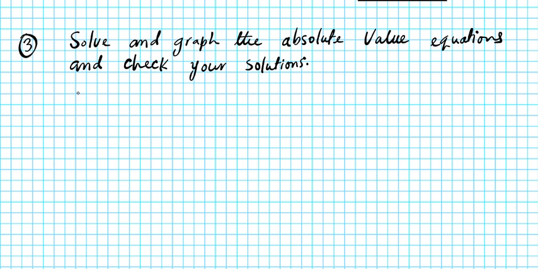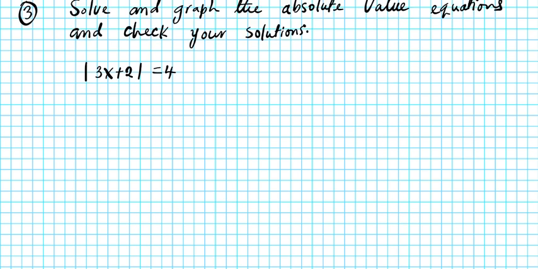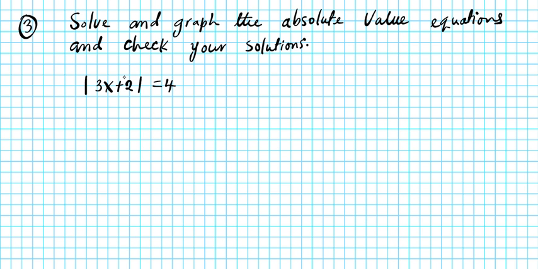So the problem we're going to try in number 3 is the equation absolute value of the quantity 3x plus 2 equals 4. Okay. All right, so let's go ahead and solve this. First, we're going to use the definition of absolute value to get rid of this quantity. This statement means that the quantity 3x plus 2 is 4 units from 0 on the number line. So it could be to the left or to the right. If it's to the left, it's negative. If it's to the right, it's positive.